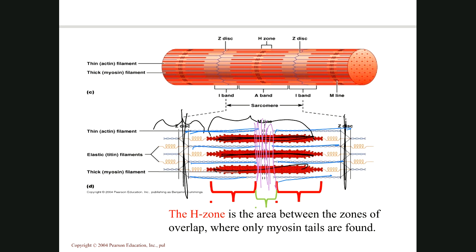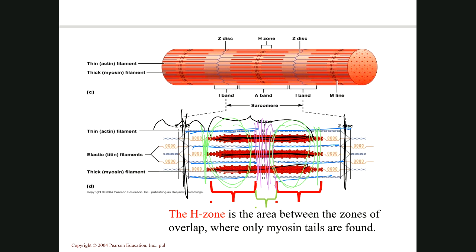Did I mention zone of overlap? I don't remember now if I mentioned zones of overlap. Definitely know the zones of overlap. So this is one zone of overlap. This is another zone of overlap. And just again, by definition, the A band encompasses from one end of the thick filaments to the other end.